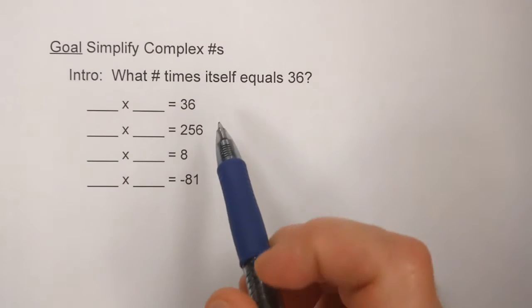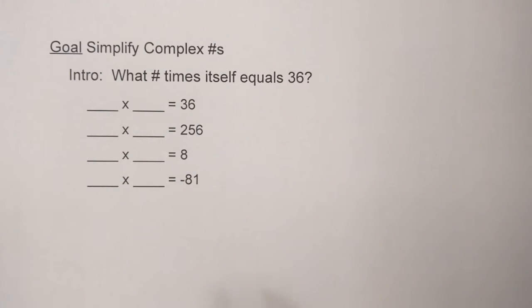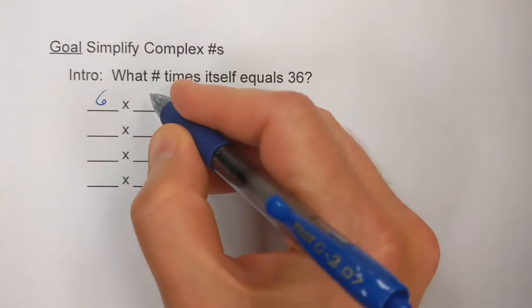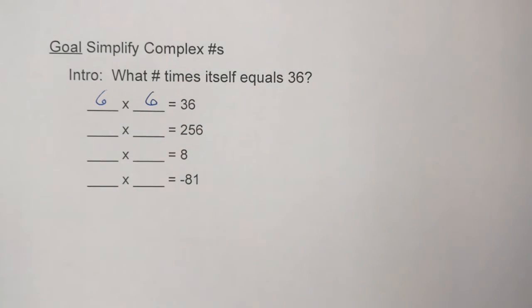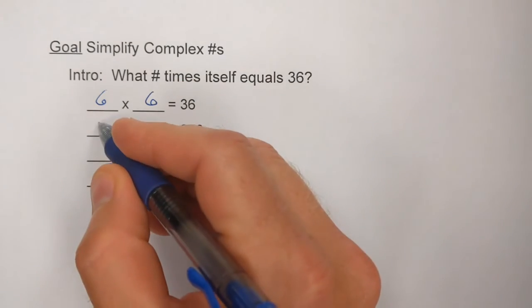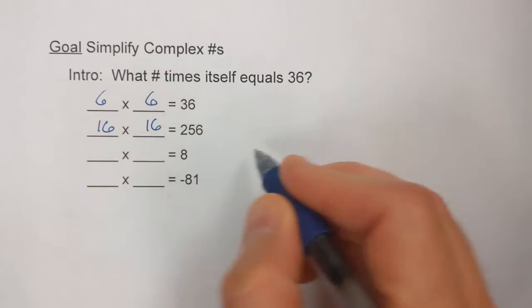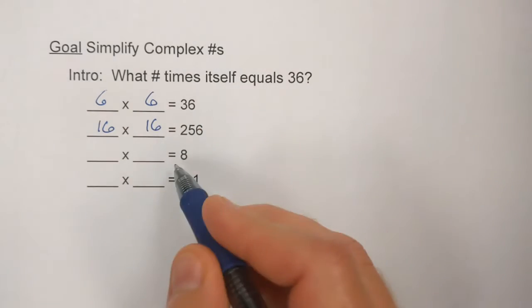So you'll probably recognize these first three questions. What number times itself equals 36? We've already done this before in the last lesson. 6 times 6 is 36. 16 times 16 is 256.